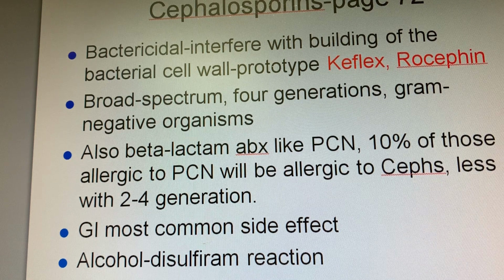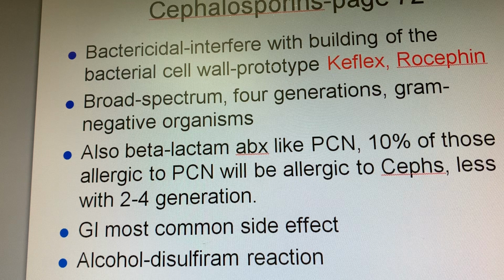So first generation drugs include Keflex, so that's been around quite a while, all the way up to the 4th generation, which is a drug called Cefepime or Maxipime, which is used for extremely heavy-duty pathogens. Very stubborn infections usually have to be IV. These are very effective against gram-negative organisms, and if you look at the text on page 72, you see a list of pathogens that the cephalosporins are effective against.